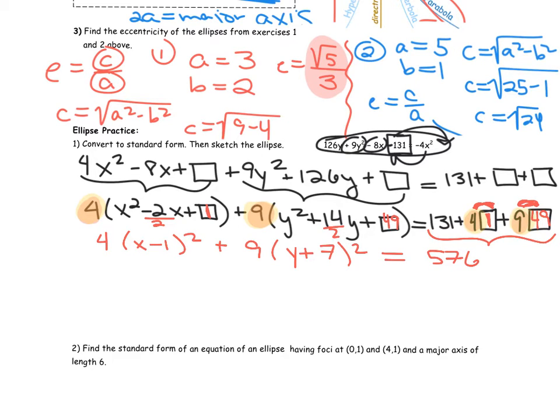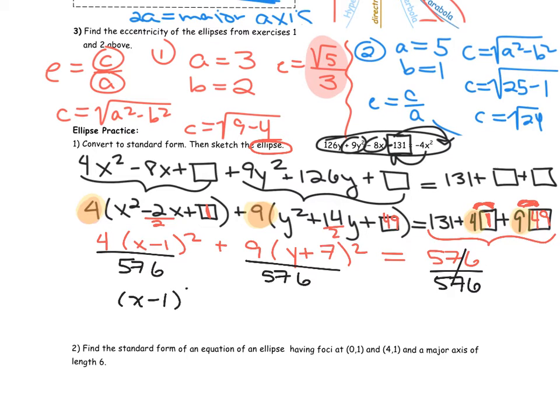And we want to get this into standard form for an ellipse. So remember, everything has to be equal to 1 on the right-hand side. So I'm going to divide everything out by 576. And we're going to simplify. So I'll have x minus 1 squared over 144 plus y plus 7 squared all over 64 is equal to 1. So now this is in the correct form. This is in the form for an ellipse. This is in standard form.